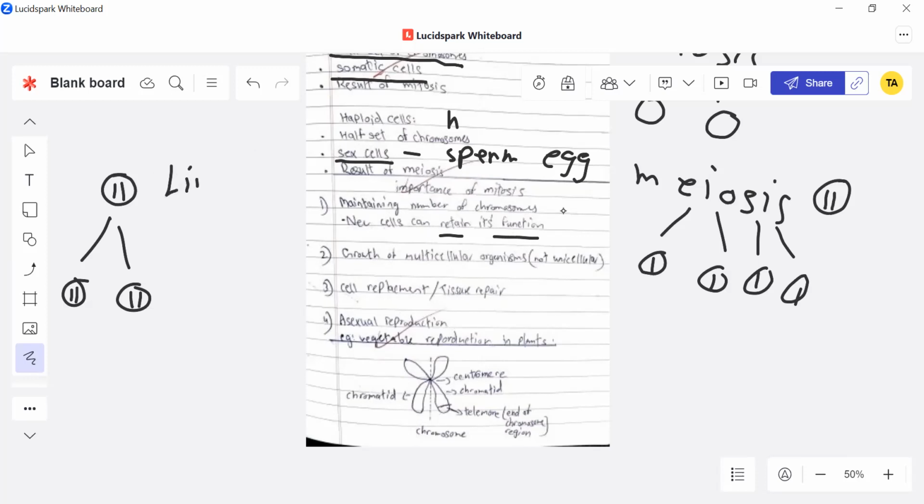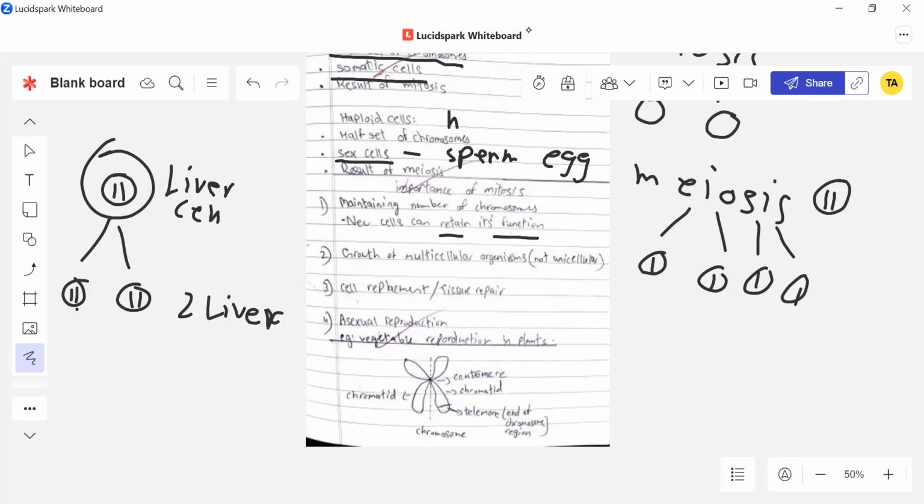So let's say I had a liver cell. This liver cell gets old and it will undergo mitosis. When it undergoes mitosis, the liver cell will produce the same set of genes and chromosomes that it had. So the liver cell will maintain its function. At the end of mitosis, I form 2 liver cells, and these 2 liver cells will have the same function as the original cell.